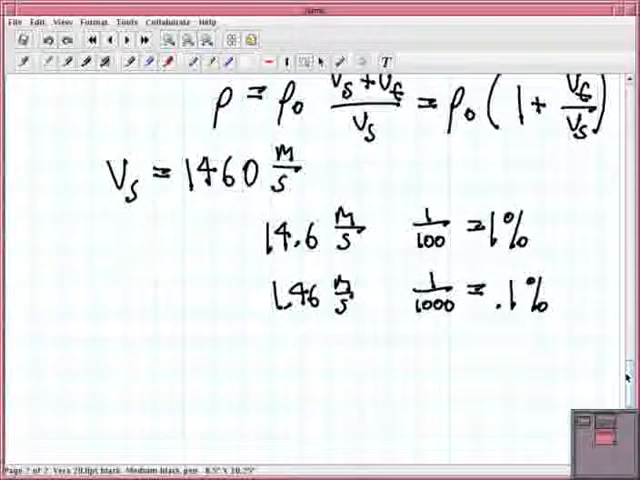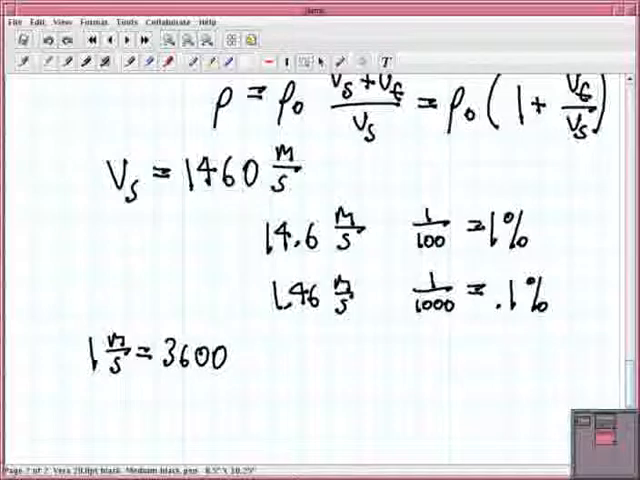And just to get an idea of what speeds we're talking about here, a meter per second is going to be, let's see, there's 60 minutes in an hour and 3,600 seconds in an hour, so this is 3,600 meters per hour, or 3.6 kilometers per hour. So 1.46 meters per second, let's just round it off and say 1.5 meters per second.